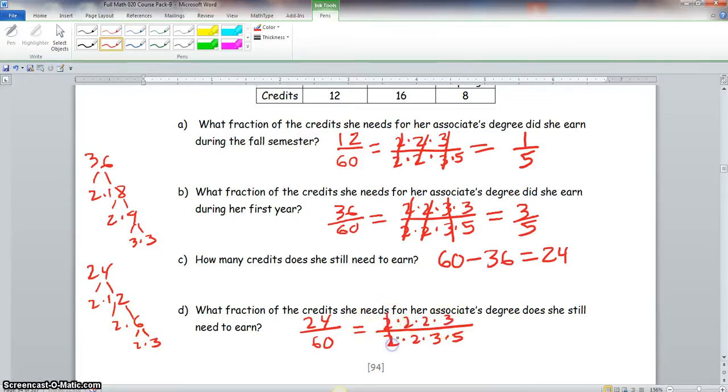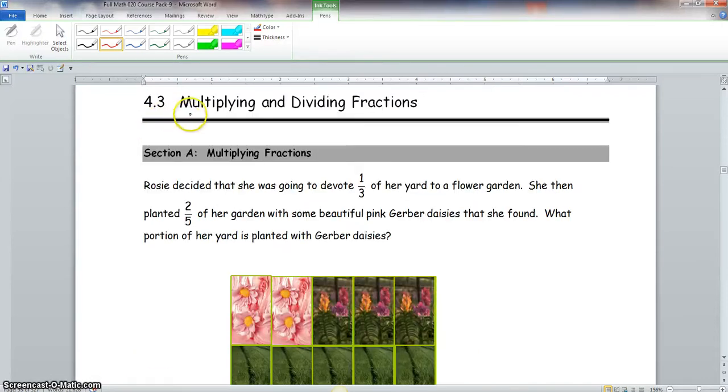Now we had 2 sets of 2's we can simplify out, and 1 set of 3's. So we're left with 2/5. And that is our final answer. Okay, now we start section 4.3, multiplying, dividing fractions. Okay, section A, multiplying fractions.